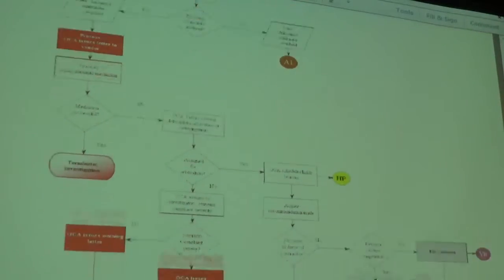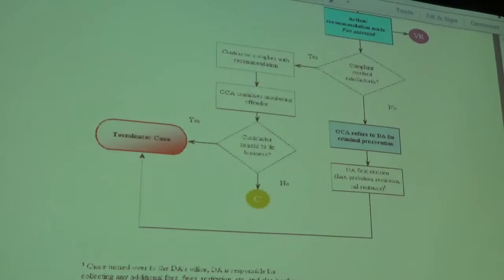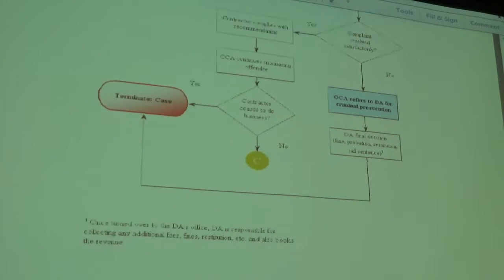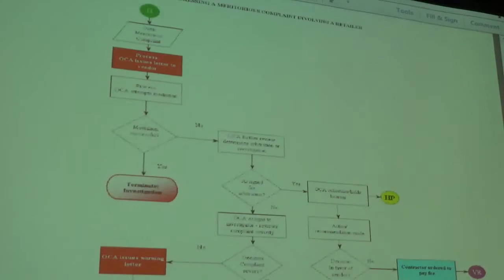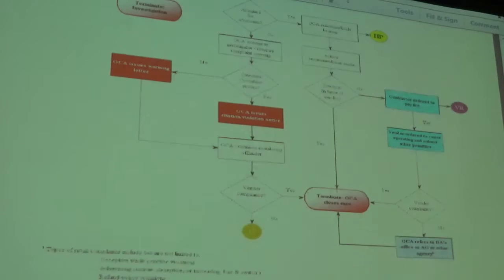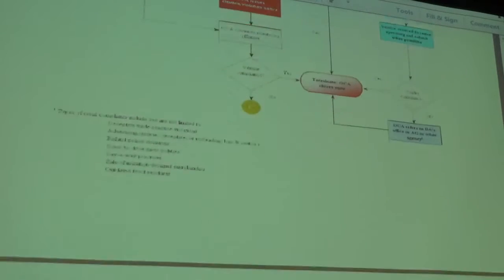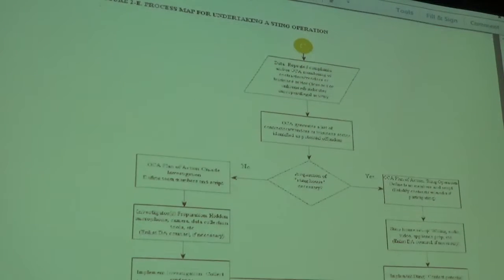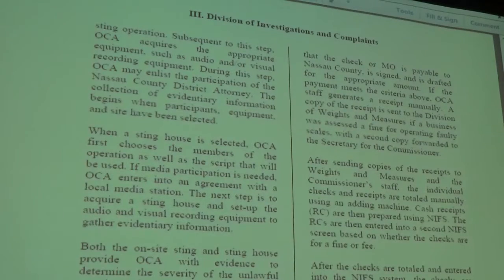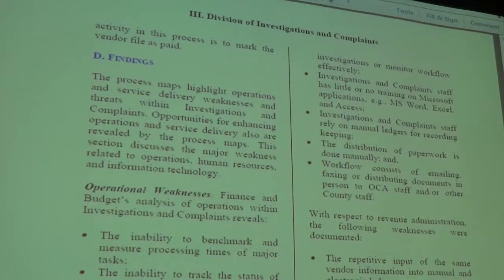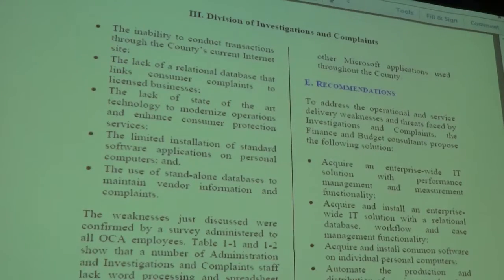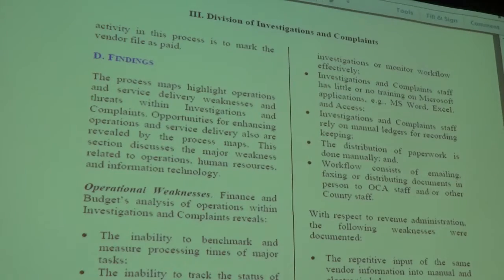Right, those are all the process maps that I've covered. I'm going through the report to give you a sense of how everything came about. Again, these are all the process maps that we conducted. I'm going through it pretty quickly, so if you see it on the video, you know that I just scanned through them. Again, these are all based on the process maps that we conducted. All the findings. You notice we have operational weaknesses. We also identified the strengths.